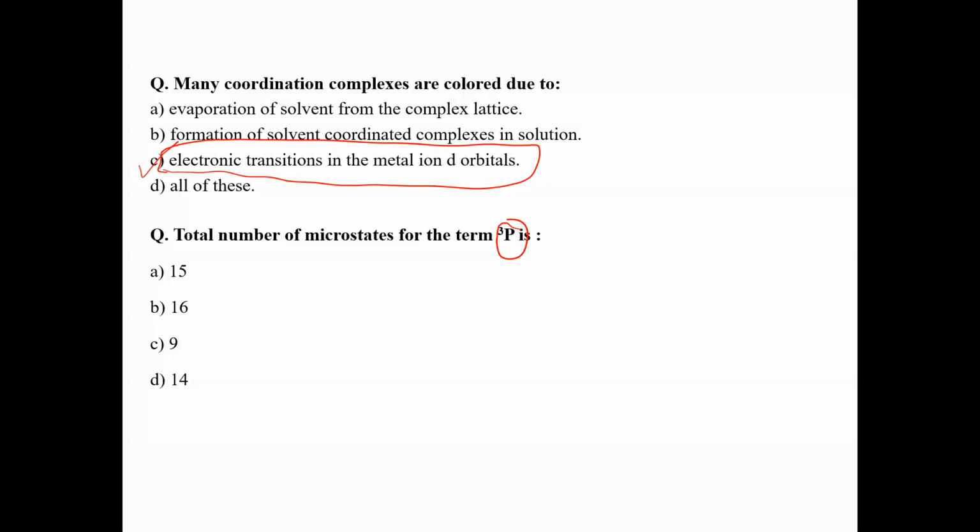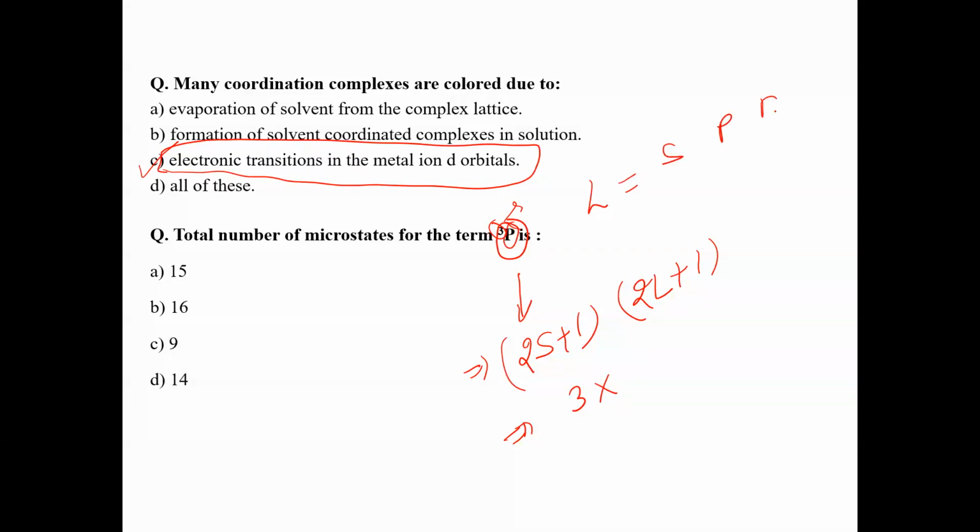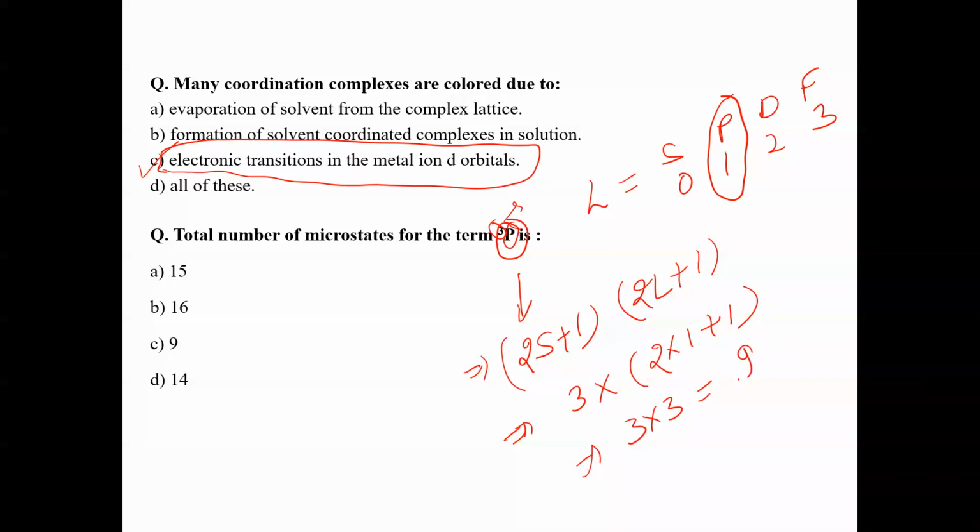And the second one, you have to find the total number of microstates. So basically, the formula for calculating microstates is (2S+1) and (2L+1), right? So it is the value of spin multiplicity, that is 3, okay? And for this P, just write like this, so you will be getting the value of L equal to 1. So that will be 3 multiplied by 3 equal to 9 microstates.